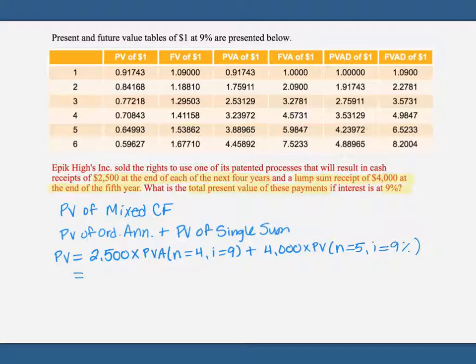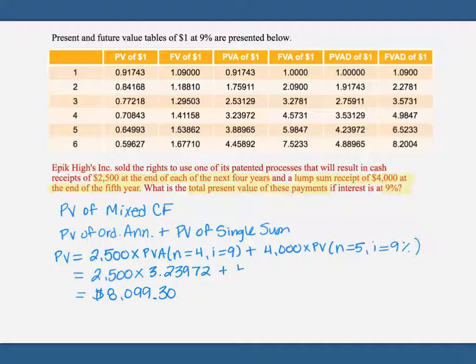So let's start solving that. 2,500 times present value of an ordinary annuity when N is 4, interest 9%, it's going to be 3.23972. And if you multiply those you'll get $8,099.30.